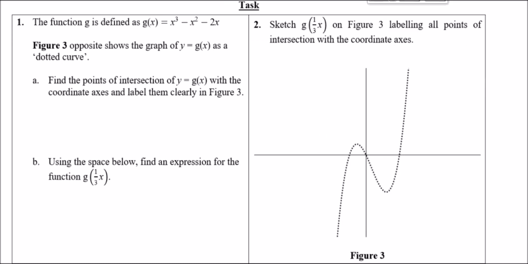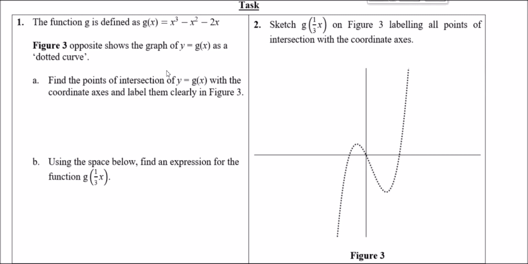Let's have a look at a task now. So I'm going to show you using algebra what's going on behind the scenes. So we're not just going to apply the rules and use our intuition just quite yet, although you can intuitively guess what g of a third of x is going to look like, but let's prove it algebraically. So we've got g of x, which is x cubed minus x squared minus 2x.